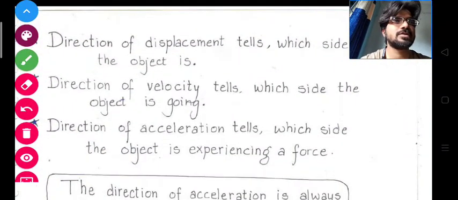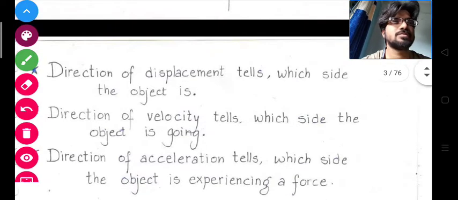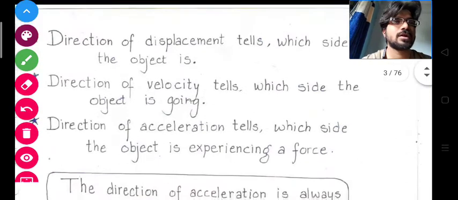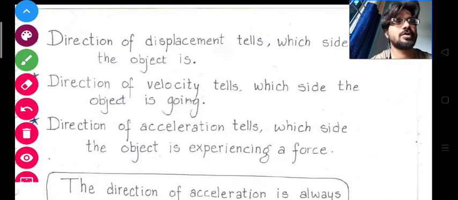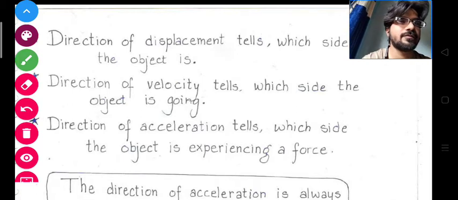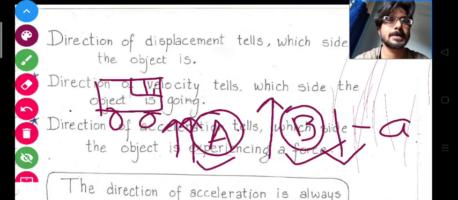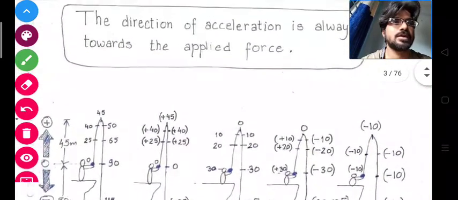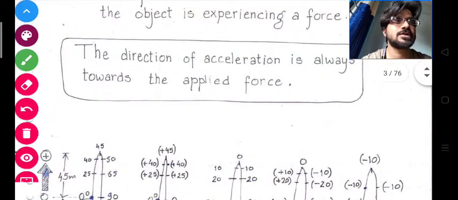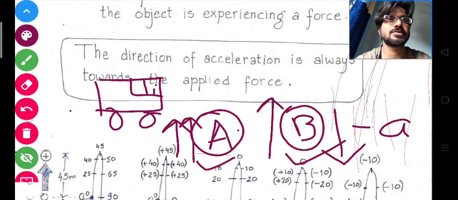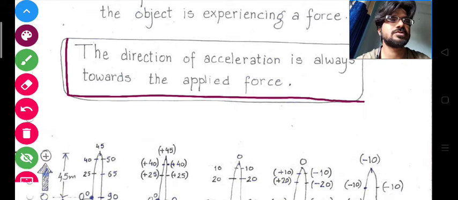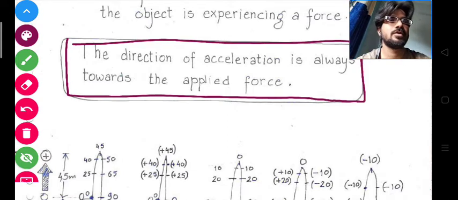The direction of the displacement, I have told you earlier, tells us which side the object is; the direction of the velocity tells us which side the object is going; the direction of the acceleration tells us which side the object is experiencing the force. So the direction of the acceleration is always towards the applied force. This is the important definition: the direction of the acceleration is always towards the direction of the applied force.